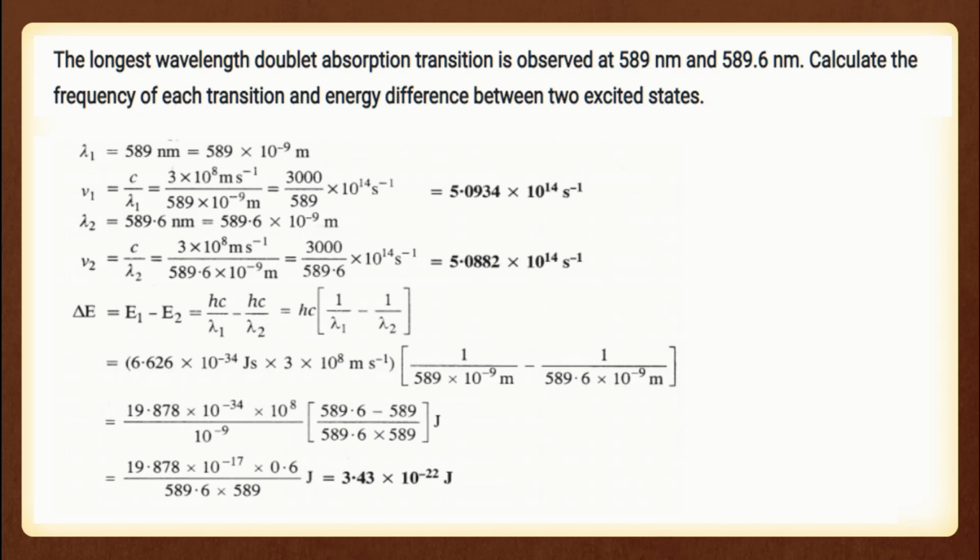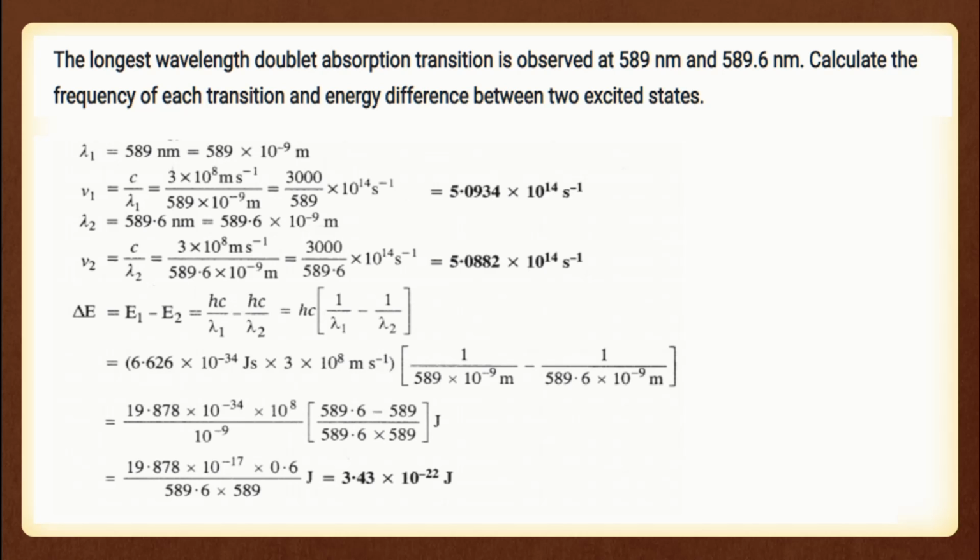Lambda 2 = 589.6 nm = 589.6 × 10^-9 meters. V2 = c/lambda 2 = 3 × 10^8 m/s divided by 589.6 × 10^-9 m, which is 3000/589.6 × 10^14 s^-1, which is equal to 5.0882 × 10^14 s^-1.